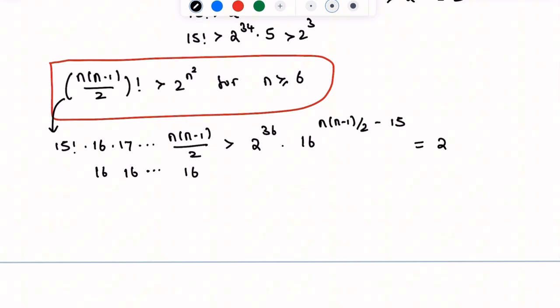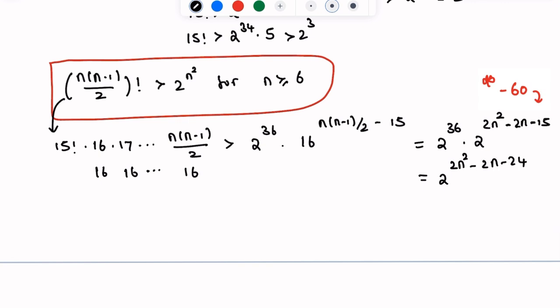Now, this is equal to 2 to the 36 times 2 to the 2n squared minus 2n minus 15, which is equal to 2 to the 2n squared minus 2n minus 24. Now, what we can do is split it up like this: 2 to the n squared times 2 to the n squared minus 2n minus 24. And voila, we know that that is definitely bigger than 2 to the n squared. So now we've proven this inequality.